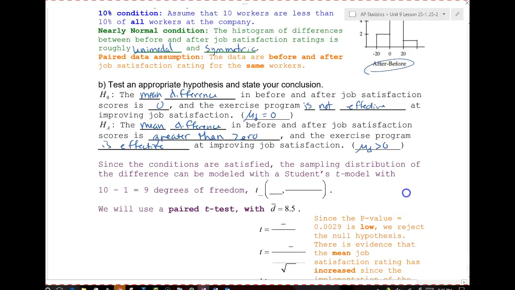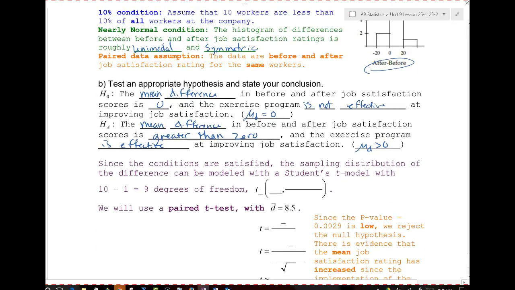All right, so we've met the conditions up above. So since the conditions are satisfied, the sampling distribution of the difference can be modeled with the Student's t-model with 10 minus 1 degrees of freedom. The reason it's 9 is that we randomly looked at 10 people, so that's degrees of freedom. This would be our model, and this is one way you can write the model out. So we know this is going to be at 9. Our mean is going to be 0 because there is no difference. And what is going to be our standard deviation?